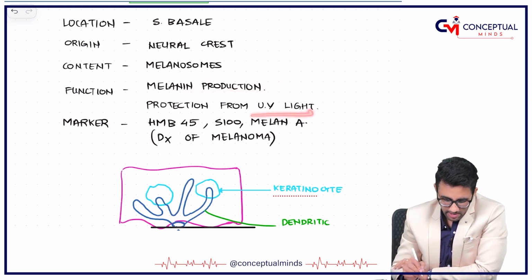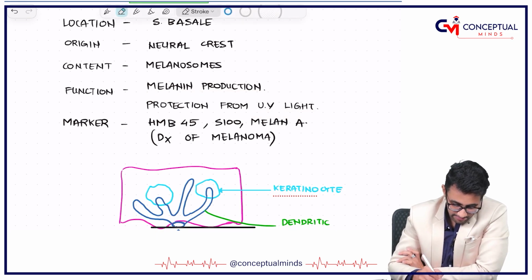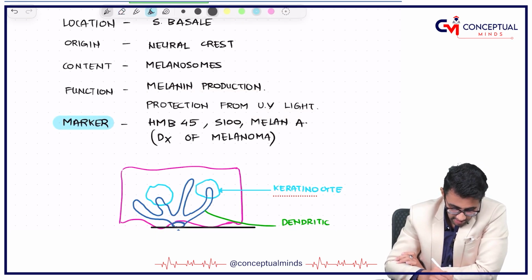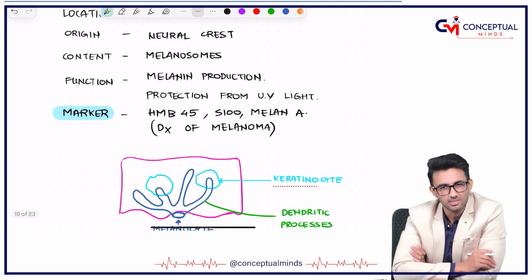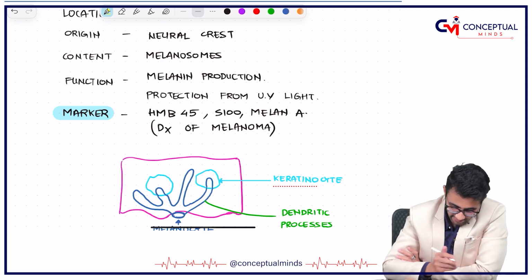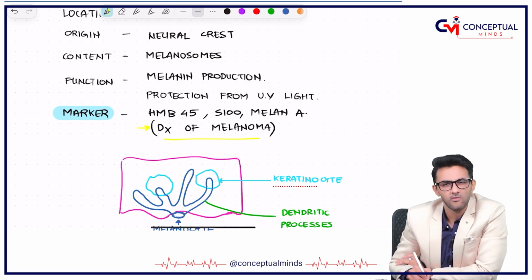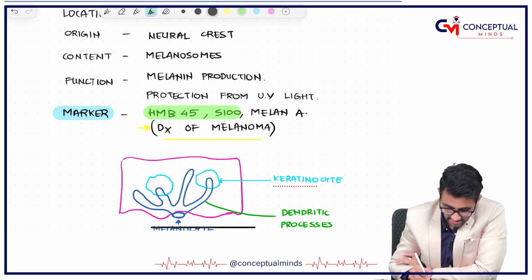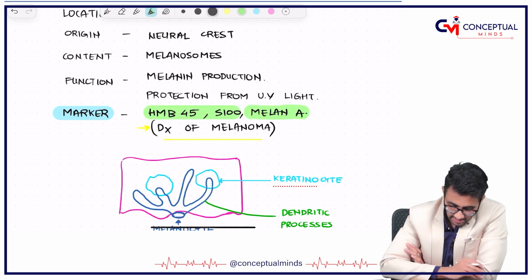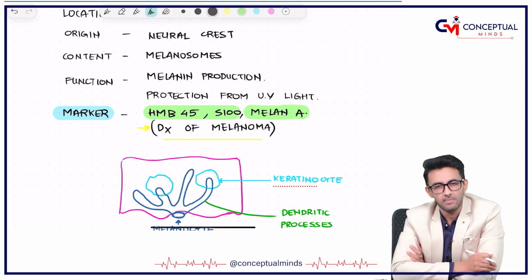Okay, and markers, these are important. What are the markers for melanocyte? But why do we need the markers? If there is a malignancy of melanocyte, it will cause melanoma, right? So this will be the diagnosis. To make the diagnosis of melanoma, we will have to memorize these two things: HMB-45, S100, and Melan-A. These are the markers for melanocytes.